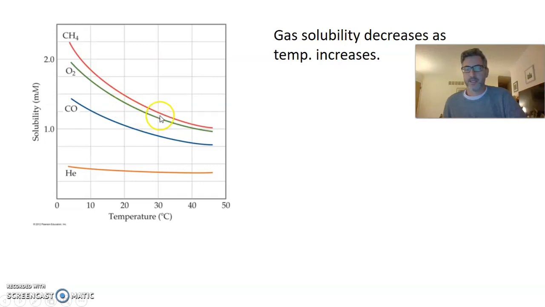And so that has a big impact on aquatic life. If your water warms too much, you can't have as much dissolved oxygen for the animals, insects, fish, you name it. You can't have as much carbon dioxide dissolved for your plants that are aquatic and so forth.